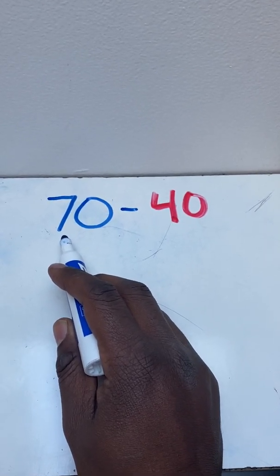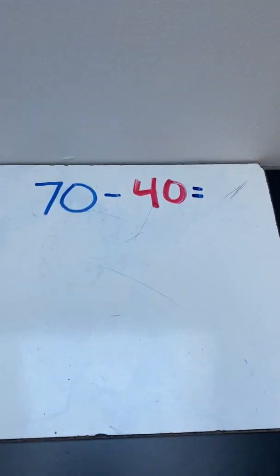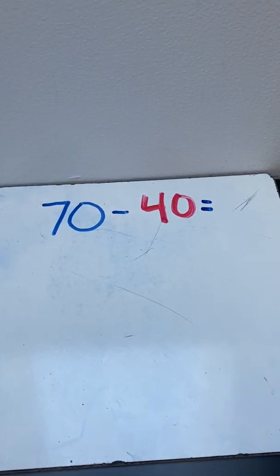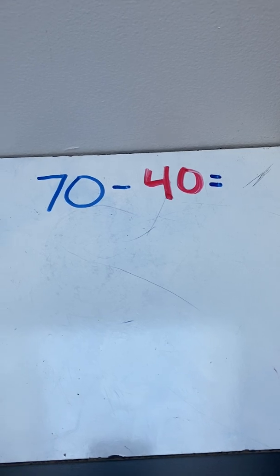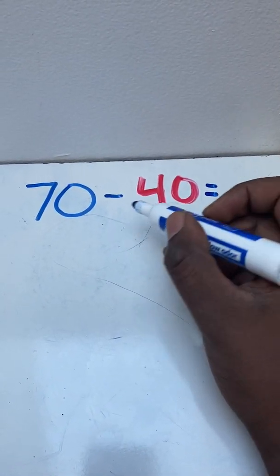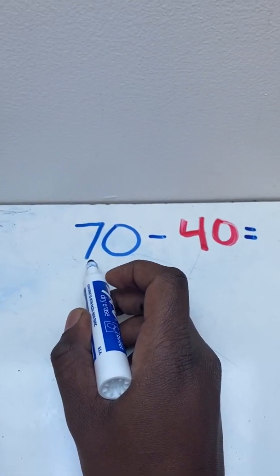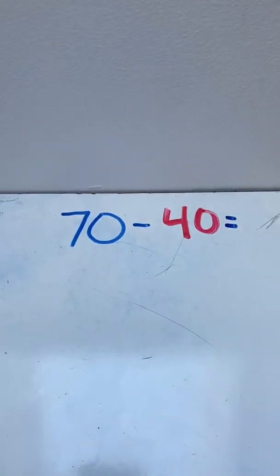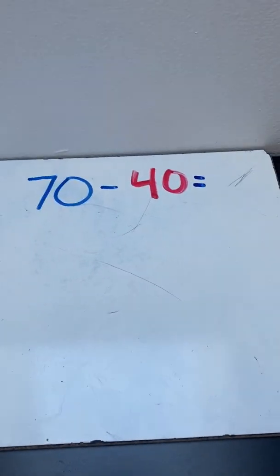This equation says 70 minus 40. I'm going to put the equal sign because we always need the equal sign in equations. 70 minus 40 equals blank. So whenever you're solving subtraction problems, you always have to remember, you always have to take away the smaller number from the bigger number. So 70 is the bigger number in here. So we know we want to start there and we want to take 40 away. Remember, subtraction means taking away.